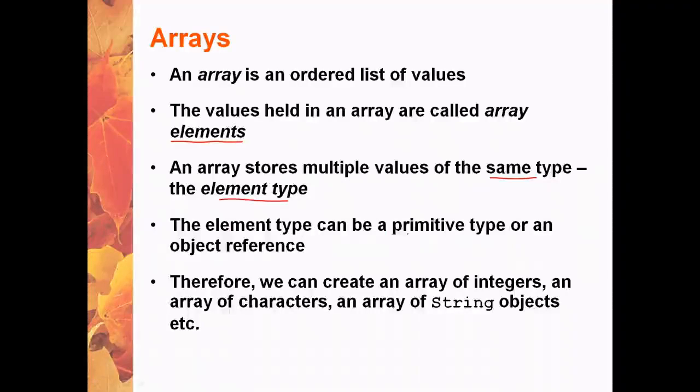The element type can be a primitive type or an object reference. That simply means in an array you can store primitive data values like values of type integer, float, or even object types can be stored in an array, say string or any other objects. Therefore, we can create an array of integers, an array of characters, and an array of string objects.